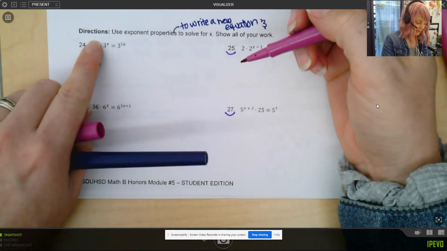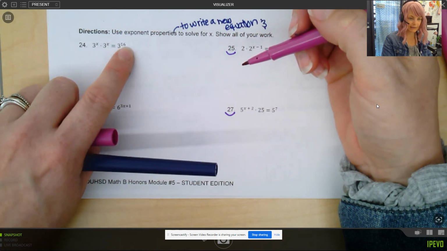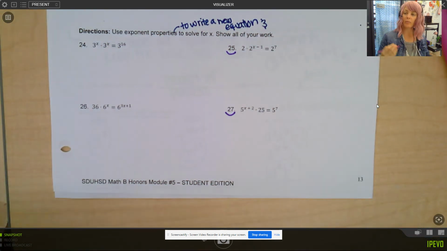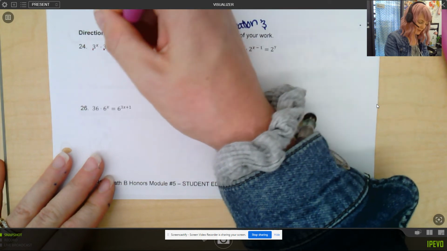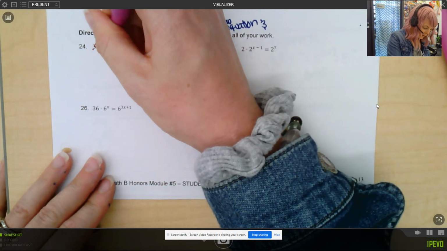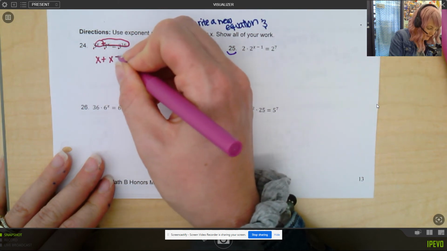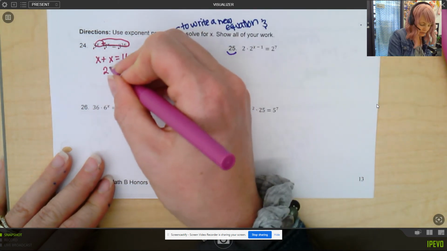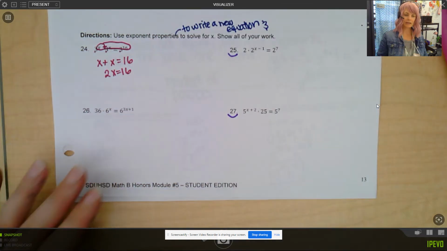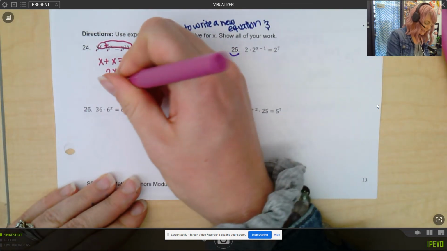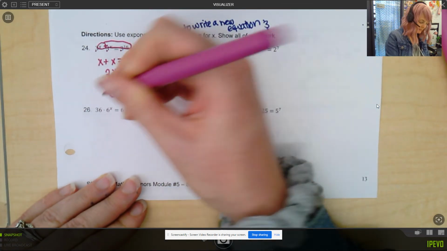So 24 is 3 to the x times 3 to the x is equal to 3 to the 16th. Well, again, remember multiplying with the same base. We have all the same base here. What do we do with our exponents? We add them. So our new equation is x plus x is equal to 16. You can say 2x is equal to 16. Divide both sides by 2, and x has to be, you're right, 8.